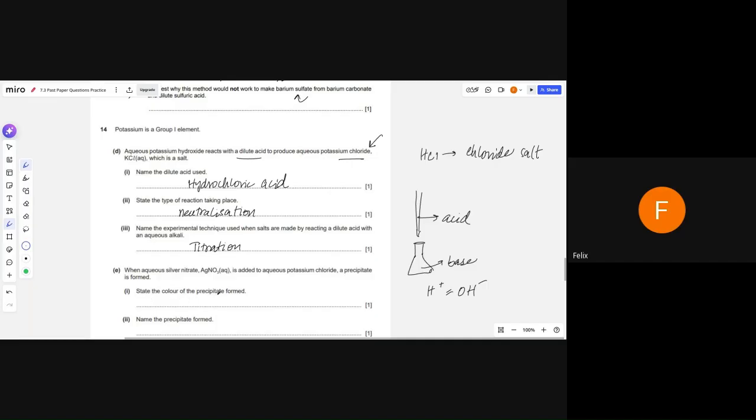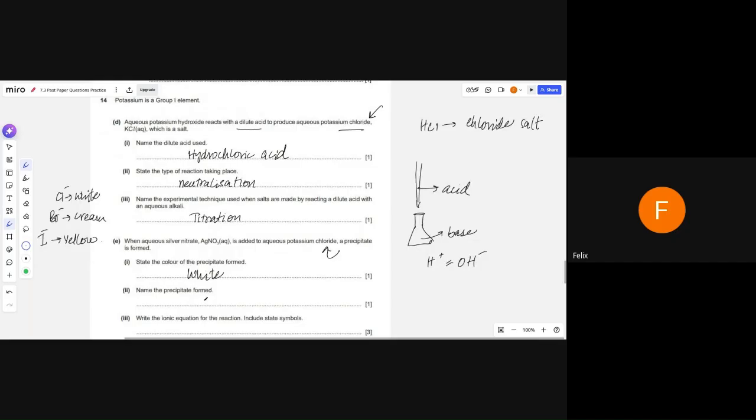State the color of the precipitate formed. Again, a memory based question, right? Silver chloride: chloride ions give you a white precipitate. So how to detect halides? Chloride will give a white precipitate, bromide will give a cream precipitate, and iodide will give a yellow precipitate. Remember that.